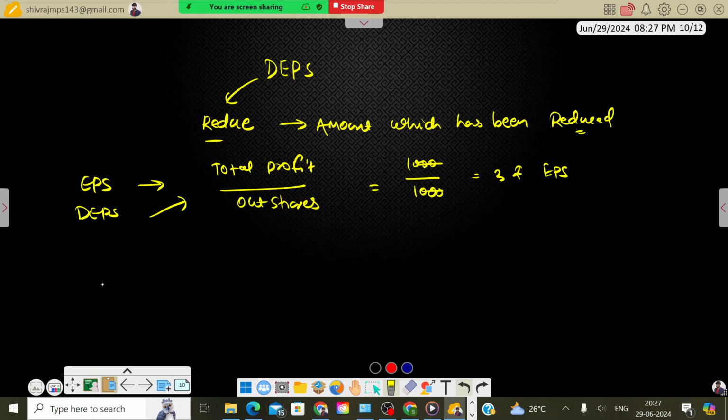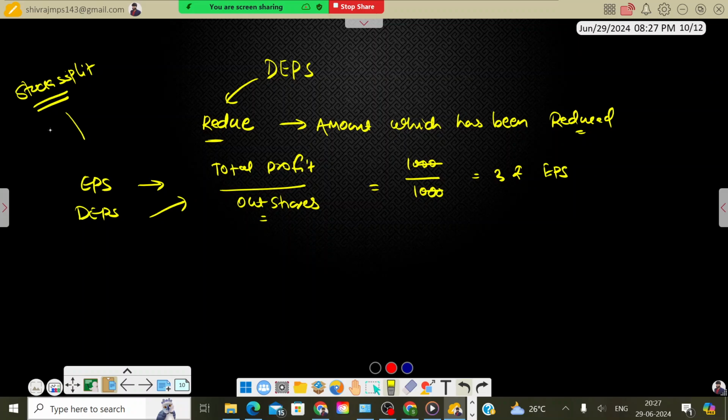Let's say in the annual meeting, the company decided to announce a stock split. So in that case, what will happen? We have discussed that in the mandatory corporate action session. When a company announces a stock split, the number of outstanding shares will change.